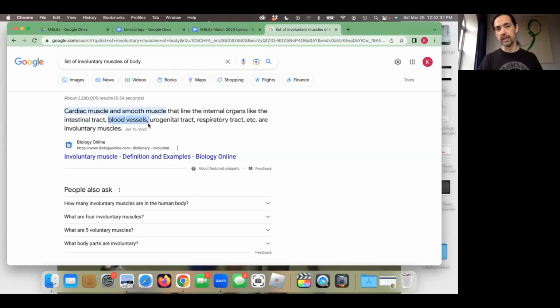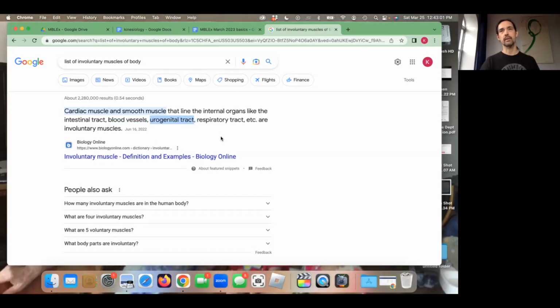Also, our blood vessels, like our arteries, have muscles that contract and relax. That's why we have a pulse at the radial artery, the jugular artery, the dorsalis pedis artery on the foot, the inguinal artery. The urogenital tract, so that's everything from urination to erection, orgasm, and then there's the parturition, birth, right?